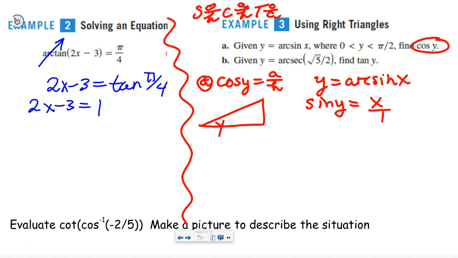And sine is opposite over hypotenuse, right? So they're giving me opposite and hypotenuse. Great. I now have that. Let's write over 1. I now know I'm over 1. Problem is no adjacent. How are you going to get that?